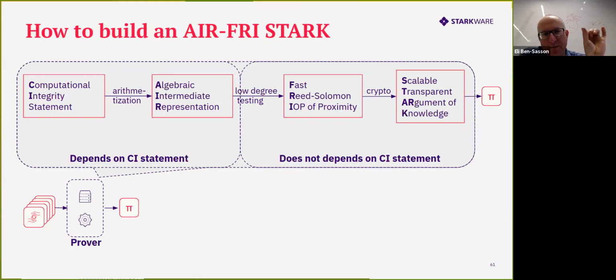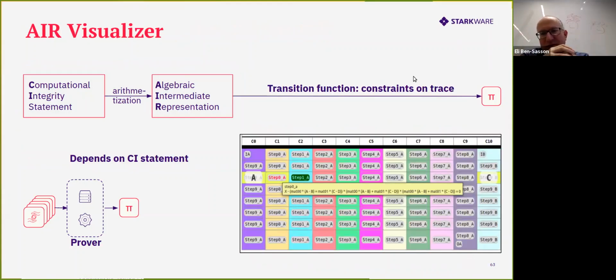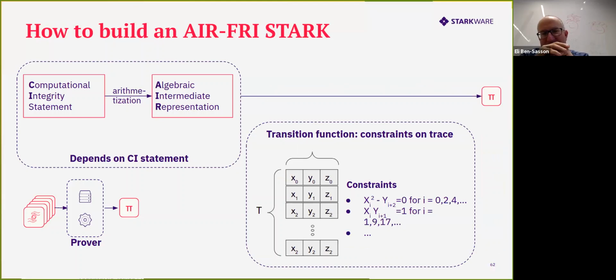Now, the first part depends very much on the CI statement that you have, but the last part does not. It's generic because it's about low degree testing and then transforming something into a proof that can be verified on chain. The way you get your AIR is basically you take the transition function of your computation and capture it by putting certain constraints over some trace of a computation. So here would be an example. You decide that your trace is going to have 3 columns and some number of constraints. And okay, let's move to the next slide, please.